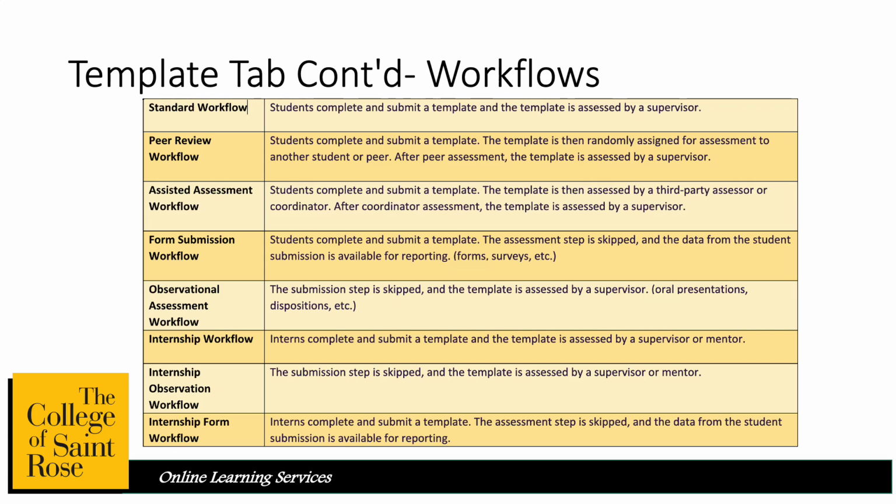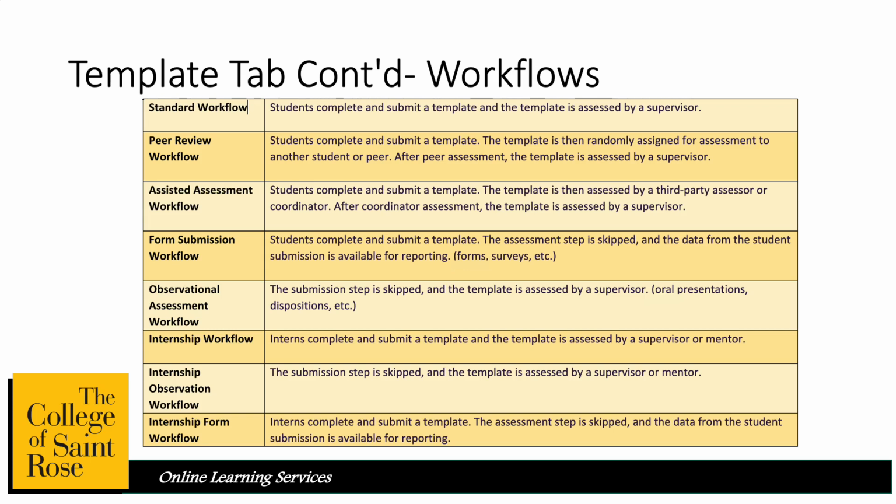So there's the peer review option. This is where students will complete and submit a template. The template is then randomly assigned for assessment to another student peer. After the peer assessment, the template is assessed by a supervisor. And as I'm saying template while I'm reading this, think activity, because students complete an activity that's based on this template.